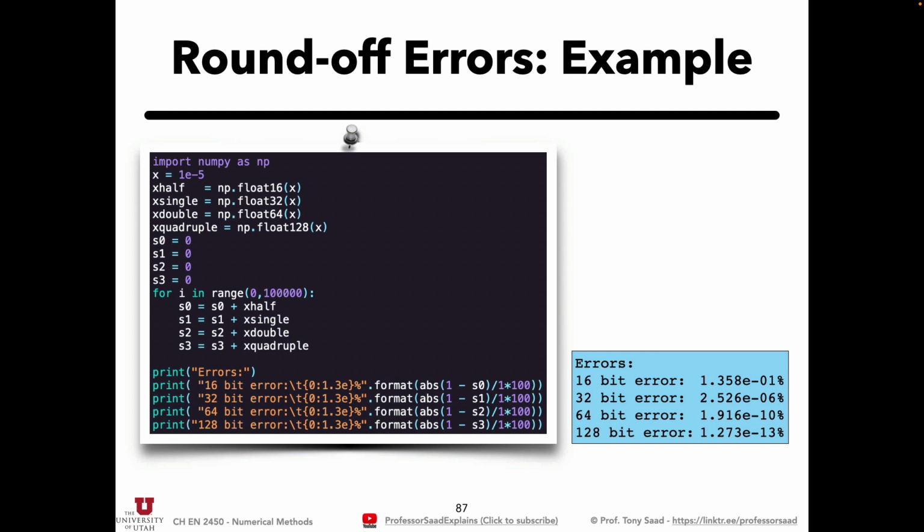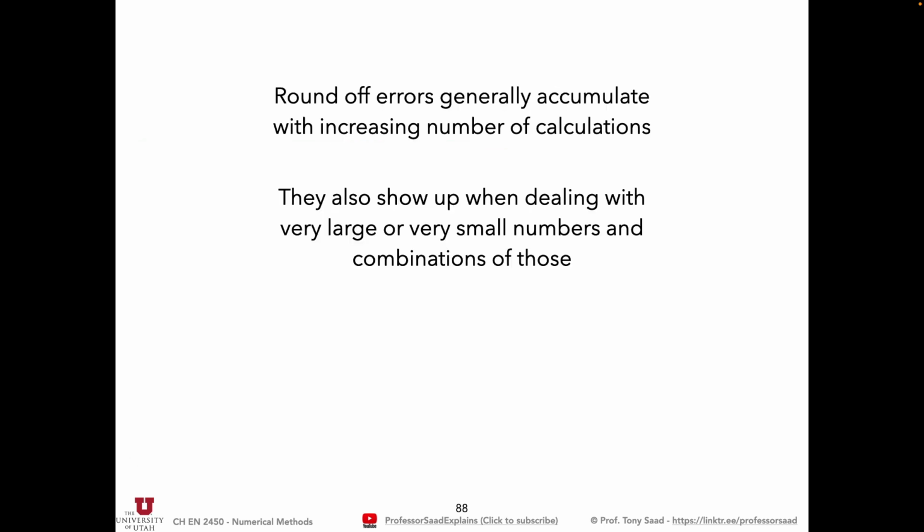Then with 64 bits, really great. There's still an error, though, 10 to the minus 10. And then finally, with 128 bits, 10 to the minus 13. But there's still an error. It's never exactly equal to 1. Round-off errors accumulate. That's the problem with them. If you commit one round-off error in a single calculation, it's usually insignificant. But when you have a procedure where you're adding the same thing over and over and over again, it's going to drift, and it will drift significantly.